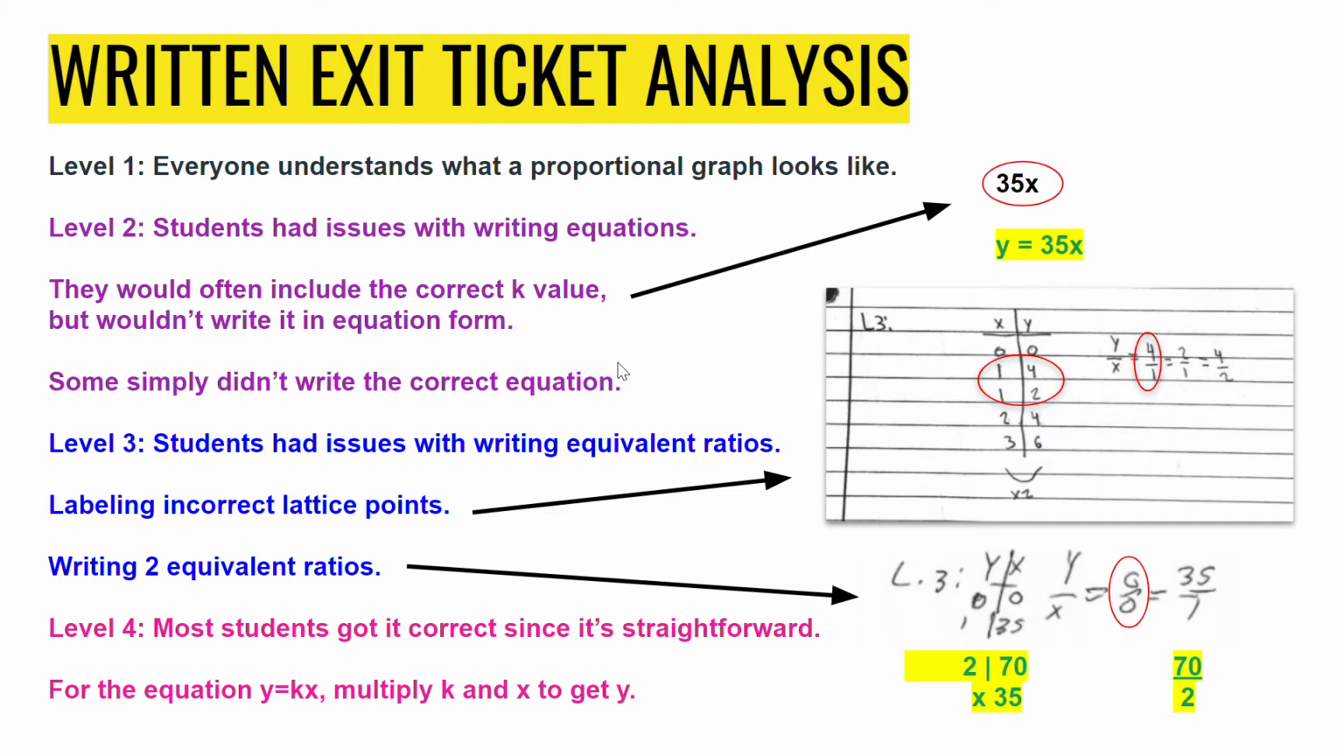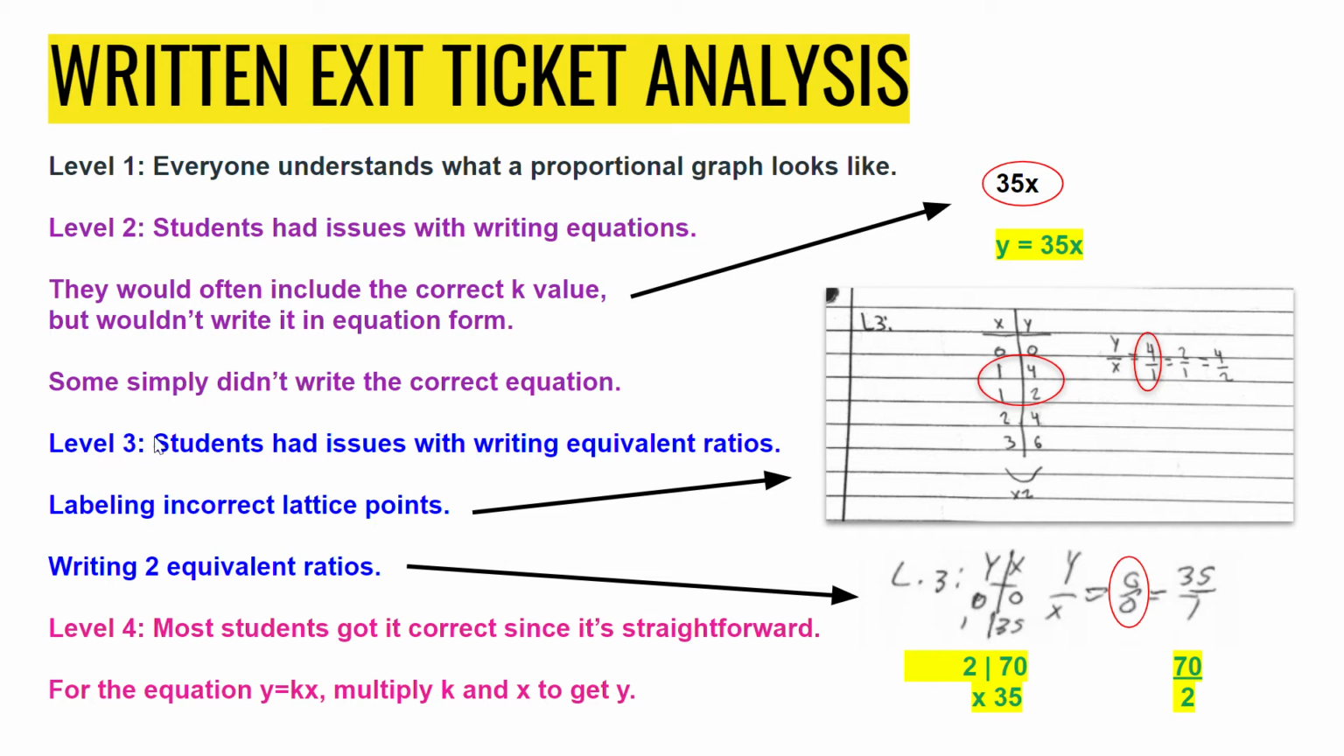So I had a chance to take a look at your written exit ticket, and here's what I noticed. Level 1, for those who turned it in, everyone understands what a proportional graph looks like, so there were no issues there. However, in level 2, students had issues with writing the equations. They would often include the correct k value but wouldn't write it in equation form, so they'll write it as 35x, but not y equals 35x. Make sure you write an equation, because an equation means it has an equal sign: y equals 35x. Also, some students simply didn't write the correct equation, and that's because of their tables.